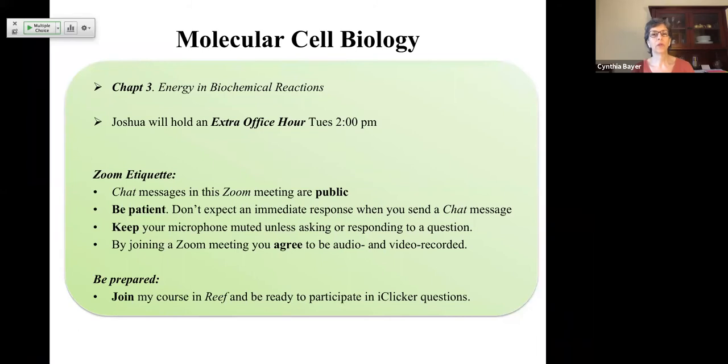We are going to finish our chapter 3 material today, continue looking at energy, the requirement for energy, the consumption of energy in biochemical reactions. We'll start today with looking at one of the roles of ATP, doing the work of the cell, driving some non-spontaneous reactions.